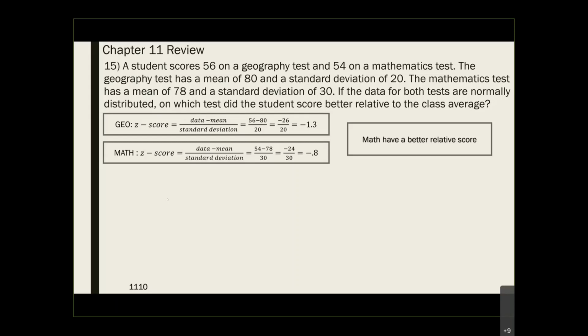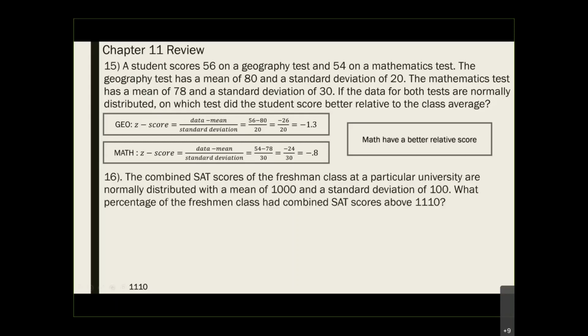So similarly, in terms of number 16, well, not similarly. Number 15 basically asked you to convert to the z-score, and from the z-score we know which item has a better outcome relative to its own category. Okay.